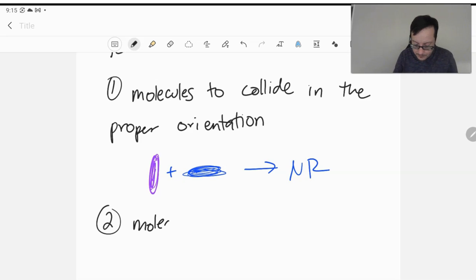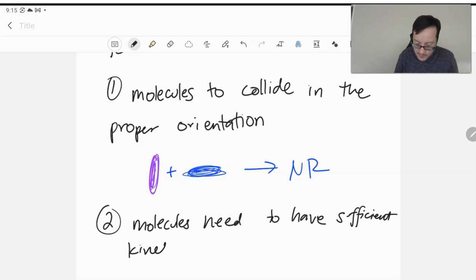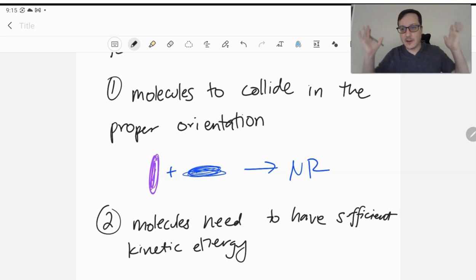But the molecules need to have sufficient kinetic energy when they collide. So not only do they have to collide the correct way, as in the correct angles, but they also need to hit each other hard enough. We need to have enough kinetic energy to break the bonds that are being broken so that we can form the new bonds. Let's fix that word. Energy. So they need to be able to hit each other fast enough as well, hard enough to break their bonds.